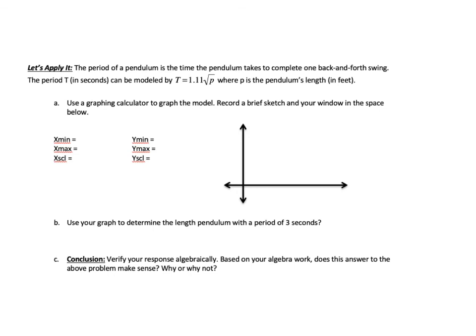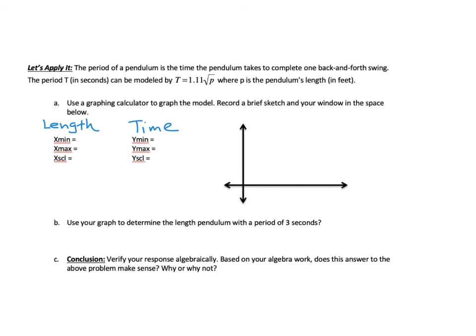The period, t in seconds, so this is time, can be modeled by the equation t equals 1.11 times the square root of p, where p is the pendulum's length. Now what's curious to me about that is that this time around our time is actually the y value. It's the one time every once in a while that springs up where time is not our control variable. And so our x values are actually the length of the pendulum in feet.